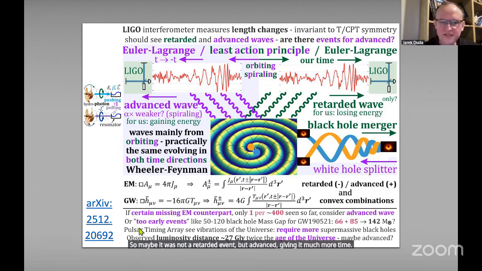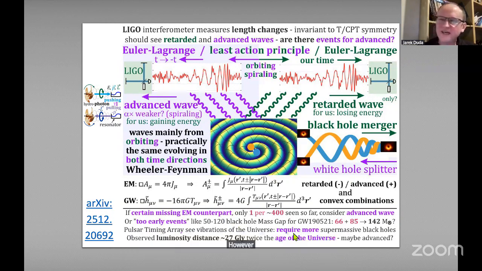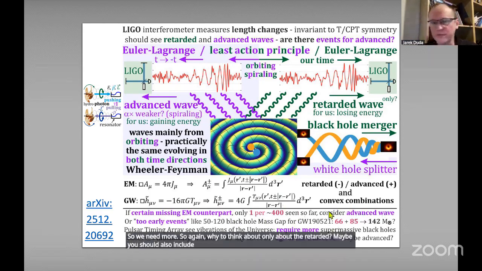Finally, there is another type of argument. In pulsar timing arrays, they see what they literally call the vibrations of the universe, which they say were created by supermassive black holes. However, they say that, to our knowledge, there is an insufficient number of these supermassive black holes, so we need more. So again, why think only about the retarded? Maybe you should also include the advanced supermassive black holes.